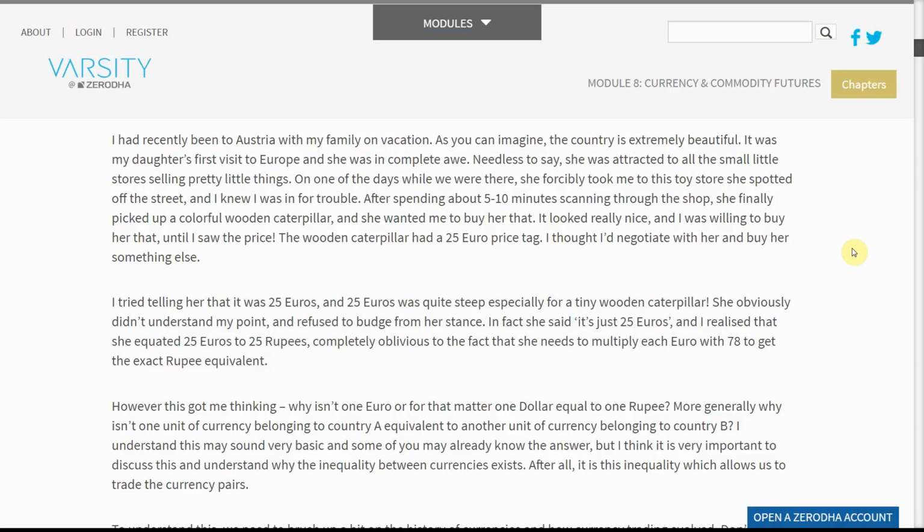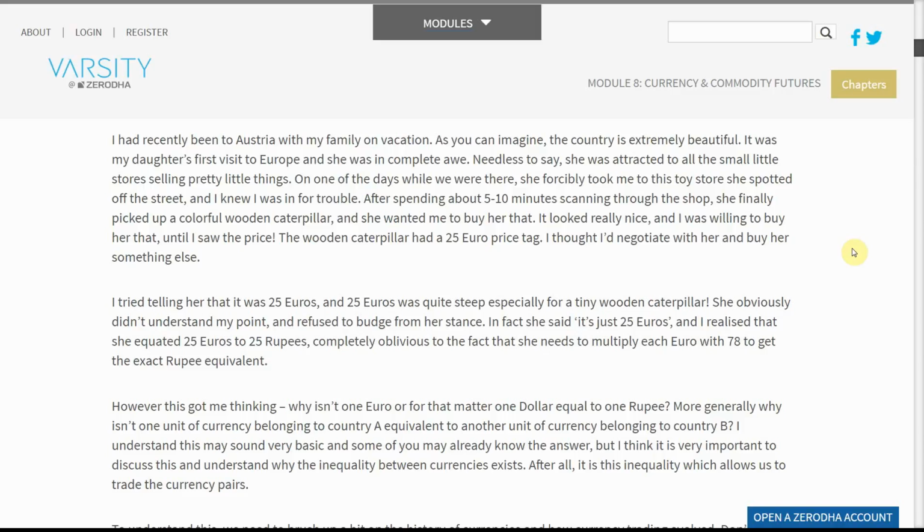It looked really nice, and I was willing to buy her that, until I saw the price. The wooden caterpillar had a €25 price tag. I thought I'd negotiate with her and buy her something else. I tried telling her that it was €25, and €25 was quite steep, especially for a tiny wooden caterpillar.